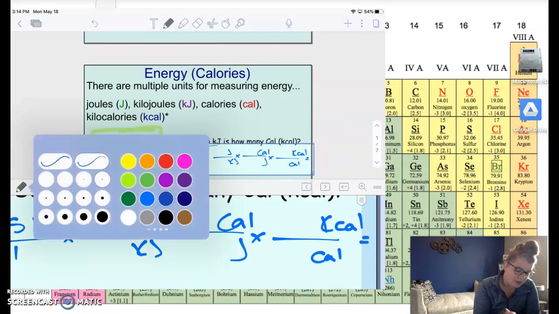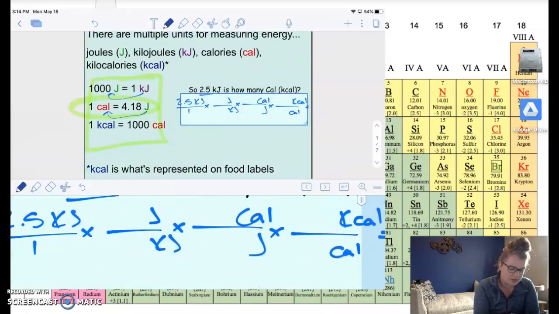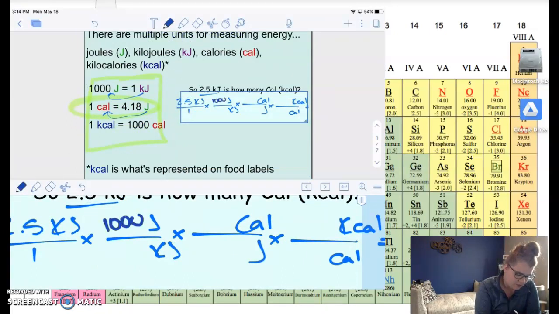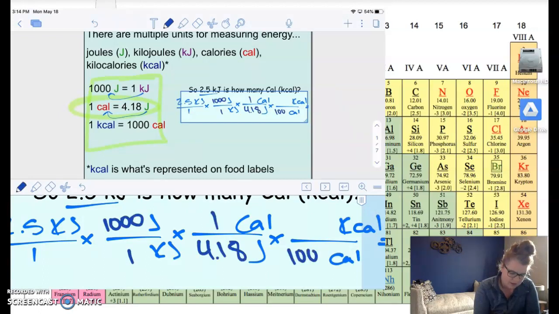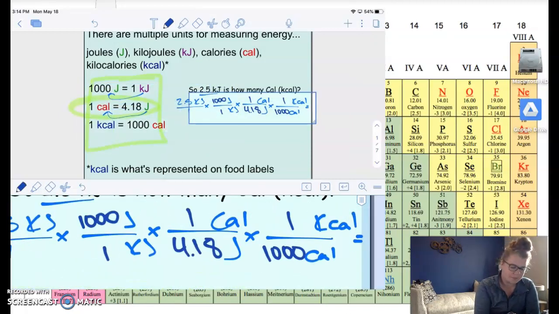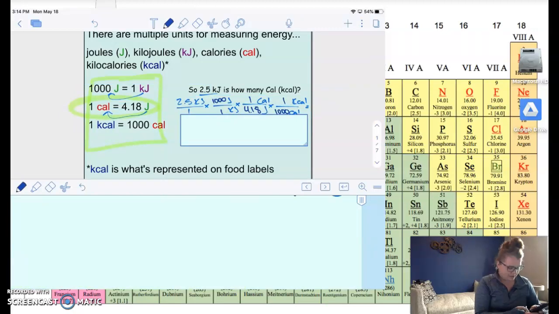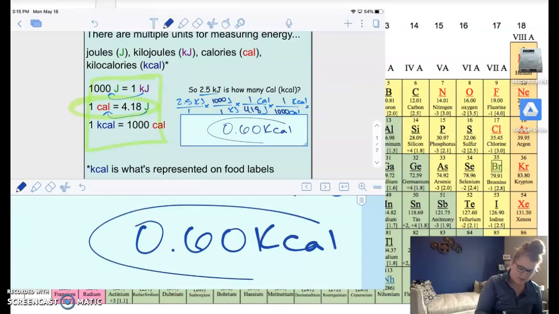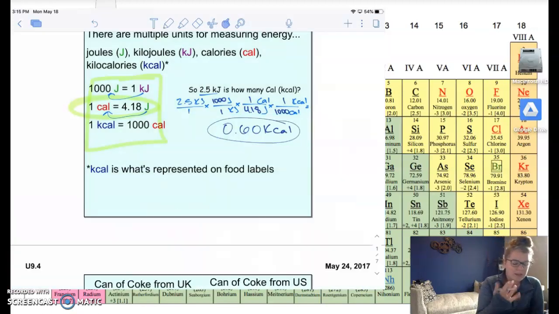After you have your basic setup, you need to plug in your numbers. Looking at my little chart over to the side here, there's 1,000 joules in 1 kilojoule, there's 4.18 joules in 1 calorie, and there's 1,000 calories in 1 kilocalorie. So I'm just using these values from over here to plug in over here. If I type all that in, multiplying across the top and bottom, 2.5 times 1,000 divided by 4.18 divided by 1,000, with sig figs, I'm getting 0.60 kilocalories for my final answer. So that's one thing that you should be able to do: converting between these different units.